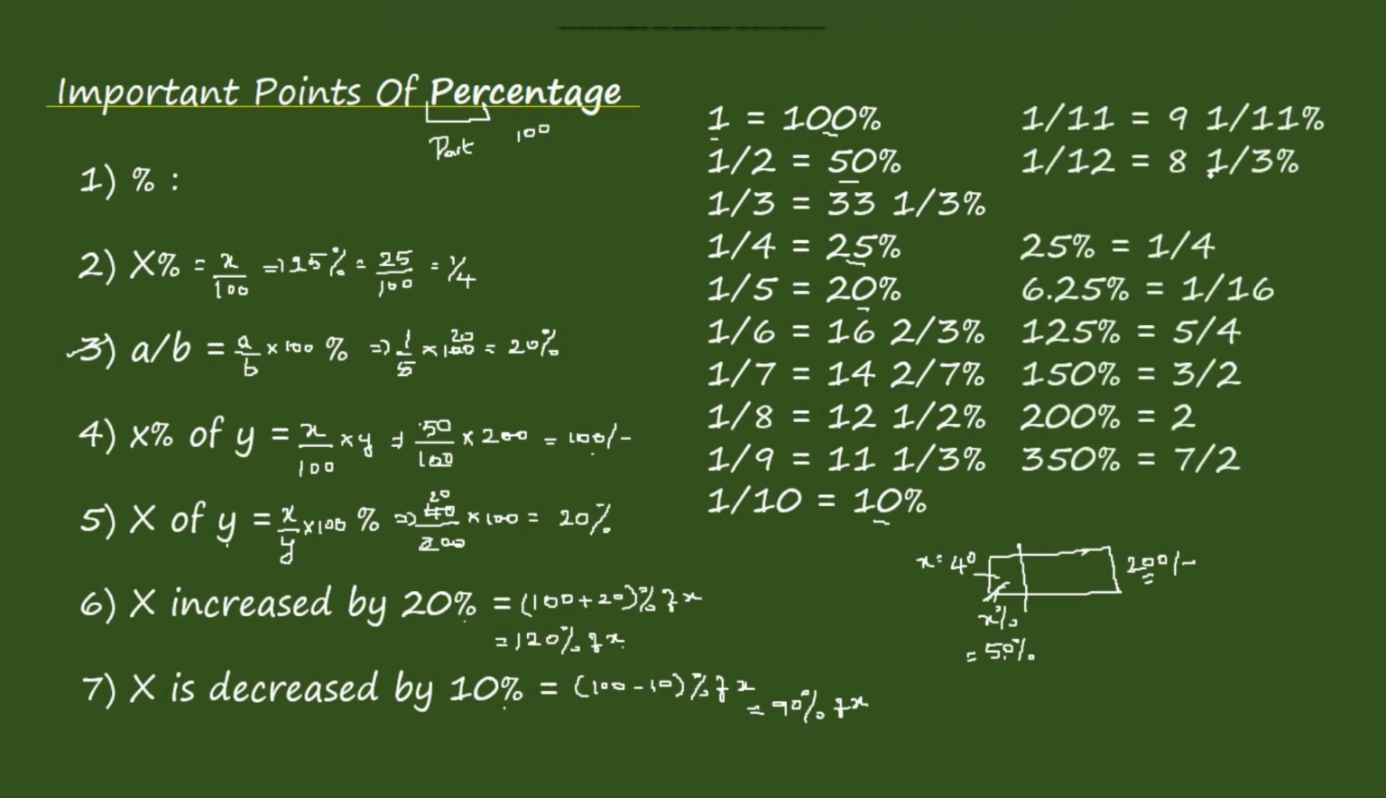Till 12 is fine. If you want to convert 25% into a normal value, as per the second formula, x percentage is x by 100, so it becomes 1 by 4. Or if you divide it, 25 by 100 is also nothing but 1 by 4. Instead of solving, just remember this to solve the problem very fast. Then 200% is nothing but 2. You have to remember this.